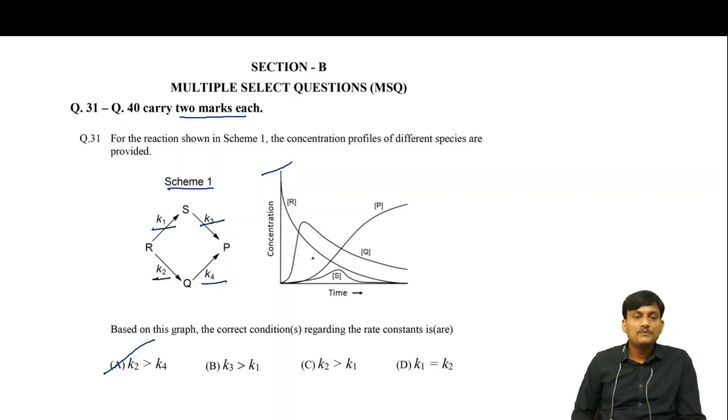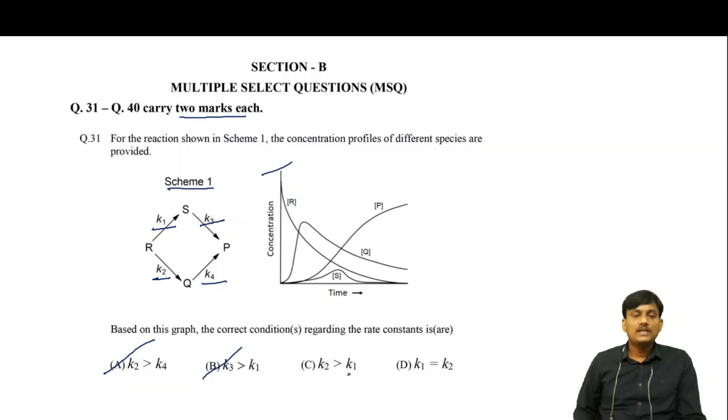But when there is a conversion of S into P, there is a decrease in the concentration of S. It takes less time. Less time means more rate. So the conversion of S into P is fast when compared with the conversion of R into S. So K3 is greater than K1.